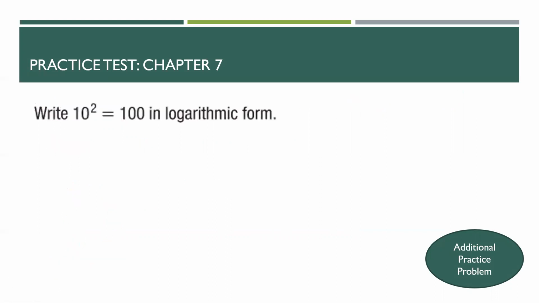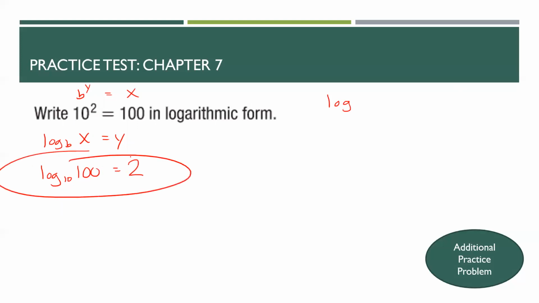And then the last problem says to write 10 squared equals 100 in logarithmic form. So this is in exponential form already, where this is b to the power of y equals x. We're going to rewrite it in logarithmic form. So I'll write it over here. So log base b of x is equal to y. So we have log, our base, the b value is 10. Our x value is 100, and then our y value is the exponent, which is 2, okay? And that is in logarithmic form. That's all you have to do there, okay?